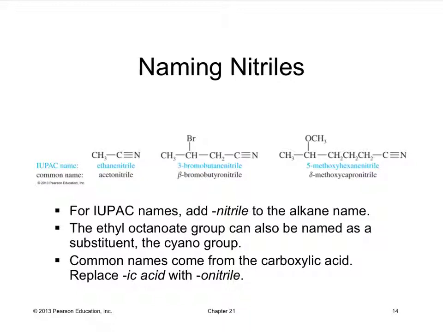Naming nitriles. For IUPAC names, which is what I'll hold you to for your exams, you add nitrile to the alkane name, and the group can also be named as a substituent, the cyano group. Common names come from the carboxylic acid, replacing ic acid with o-nitrile. So this would be ethanenitrile, or commonly acetonitrile. Here it's 1, 2, 3, 4, so it's butanenitrile, but it's 3-bromobutanenitrile, and so on, as shown here.